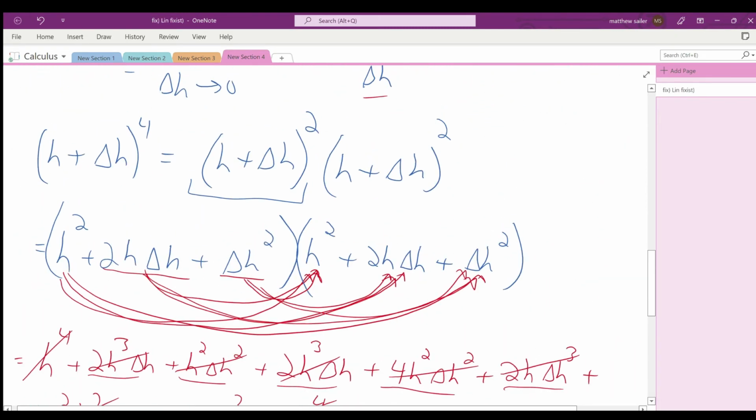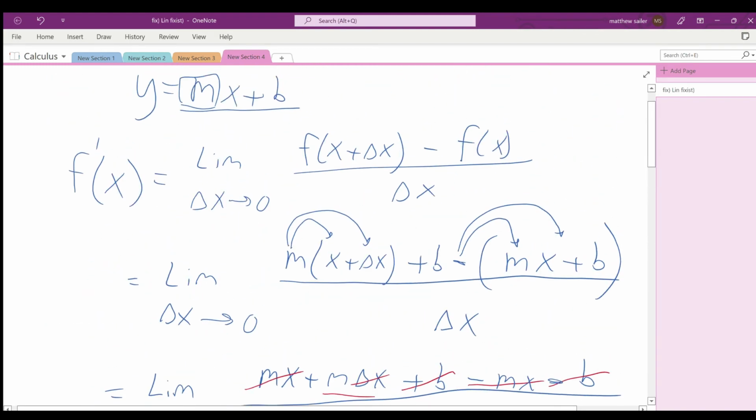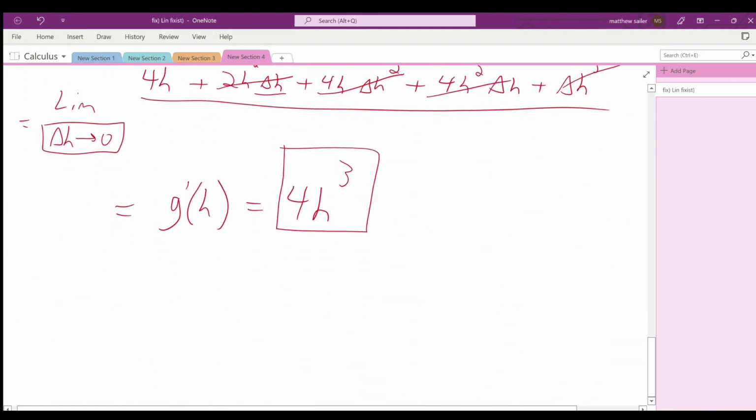So yet another example why you really don't want to use this method for anything more than very simple derivative problems. It's much better to use the rules. If you knew the power rule, you would be able to know that this was the derivative without doing any work. You could just look at it and know that that's the derivative.